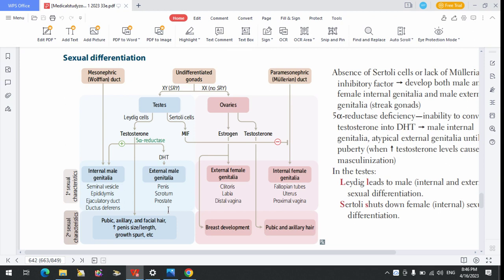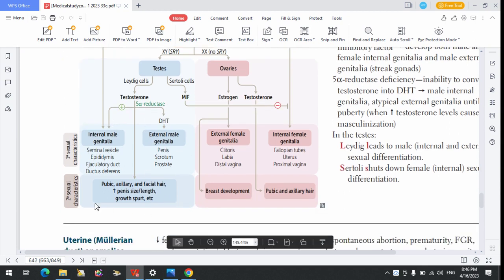Now the androgens, also the testosterone, drive the development of the secondary sexual characteristics. What are those? The pubic hair development, the axillary hair development, and facial hair development, and of course, development of the external genitalia later at puberty. And what do you have at puberty? Elongation of the penis, both in size and length, as well as growth spurts. All these things are under the influence of testosterone.